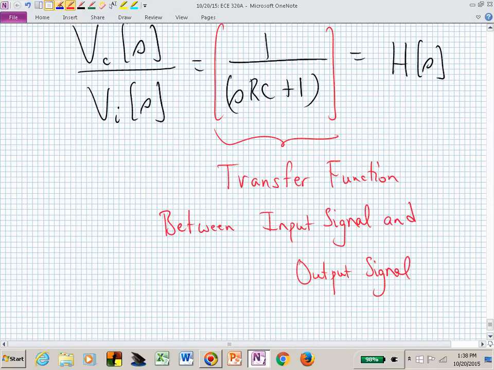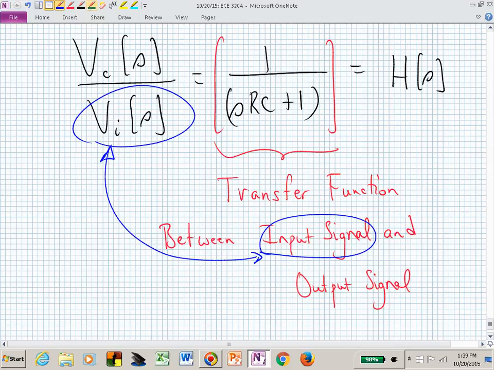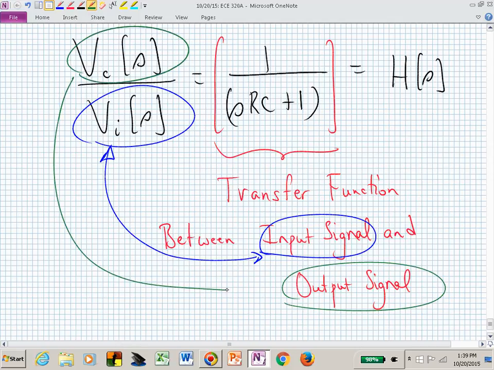Where the input signal is right there, and the output signal is right there. So I'm taking the output over the input to obtain my transfer function that gives me the transfer function between the input signal and the output.